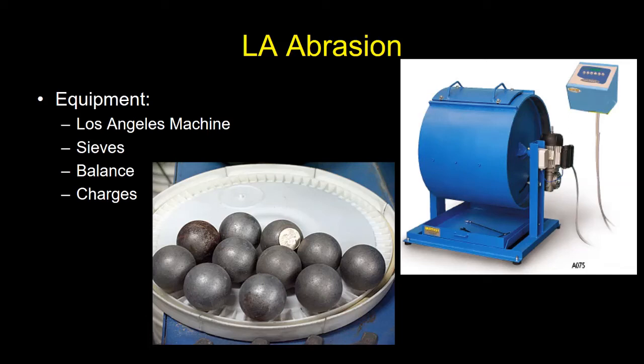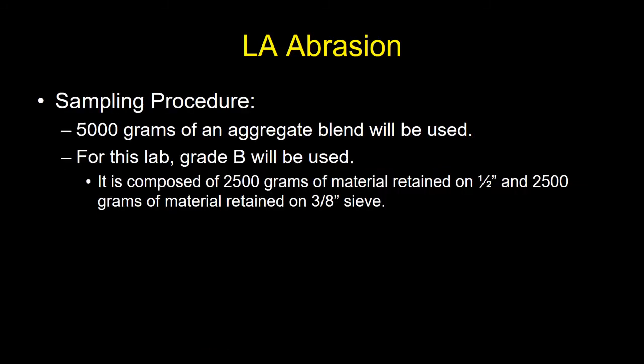So if your material breaks down pretty easily, you know your road's probably not going to do too well because it's going to be impacted by high impact loads from cars and trucks. You also use a sieve prior to doing the test because you want to get the correct gradation that's in the procedure. Then you use a sieve afterwards to figure out how much of your material changed in size. You also need a balance or scale, and then, yes, those steel balls or charges.